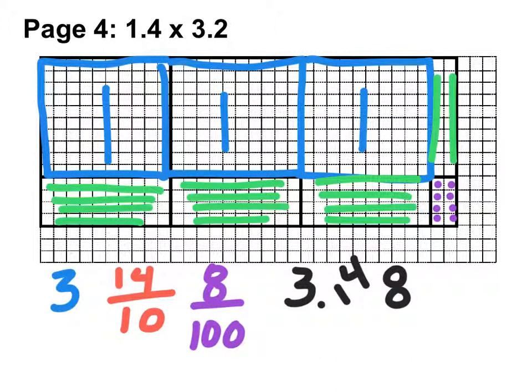I know then that I'm going to carry. So I have these 10 tenths that are going to get bumped over. So I'm going to end up with 4 wholes, 4 tenths, and 8 hundredths.